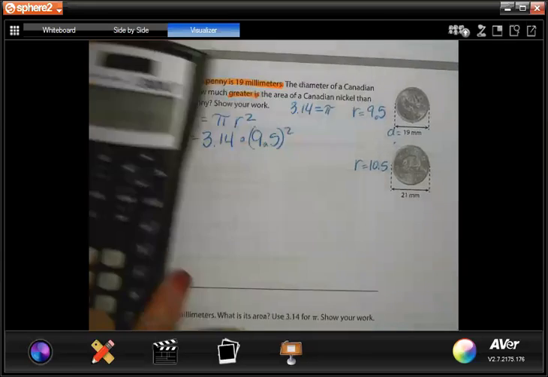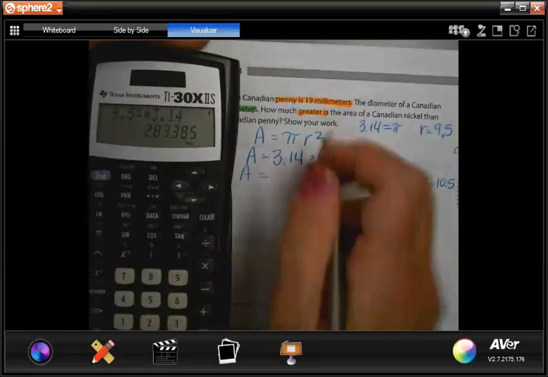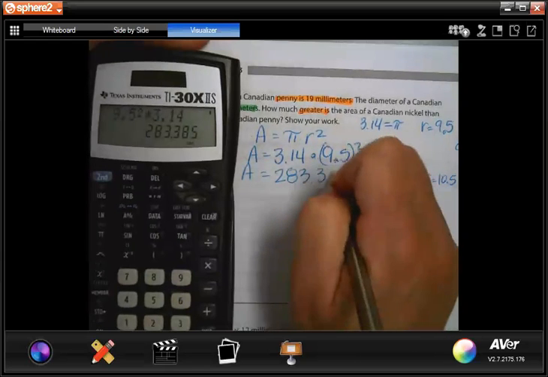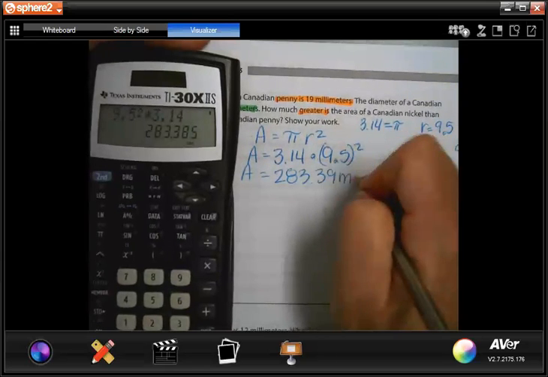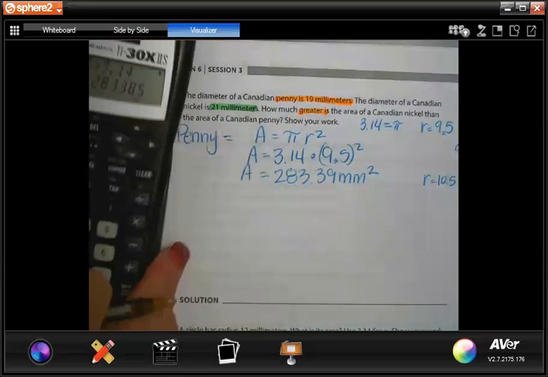So the area of this penny is 283.39 millimeters squared. Notice I brought back my label. All right, now let's do the nickel.